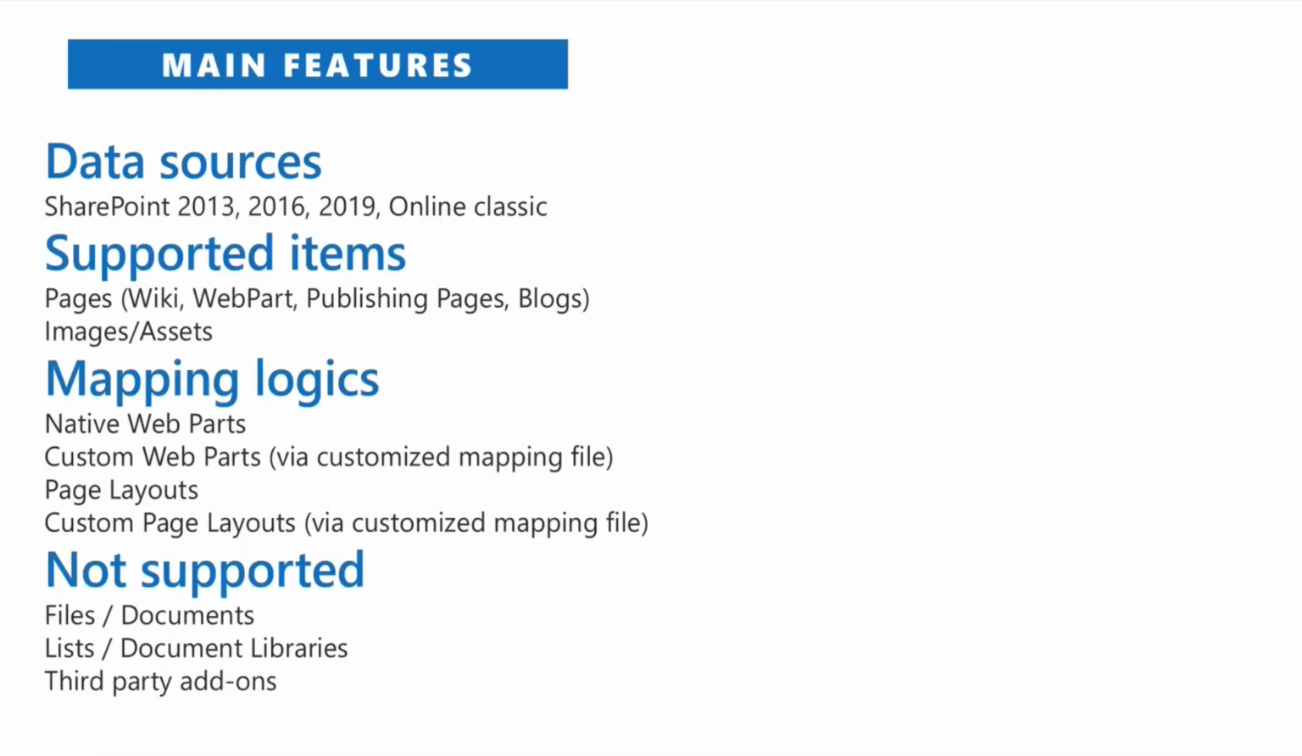So one more slide, and then we will see a demo. The data sources right now are SharePoint 2013, 2016, 2019. We deprecated 2010, just for your information. And of course, SharePoint Online Classic. We support transforming pages: wiki, web part, publishing, and blogs, and images and assets related to the pages that we are transforming. We have mapping logic for all of the main content like web parts and layouts when we think about SharePoint as the data source.